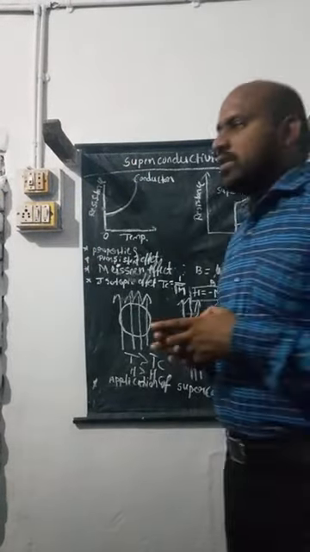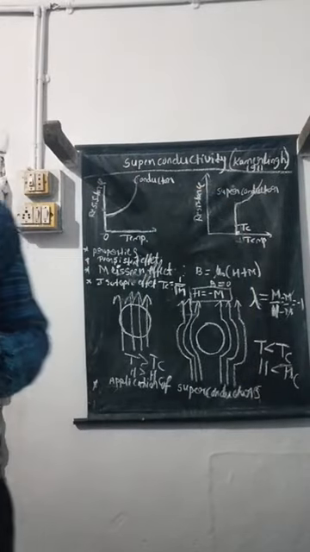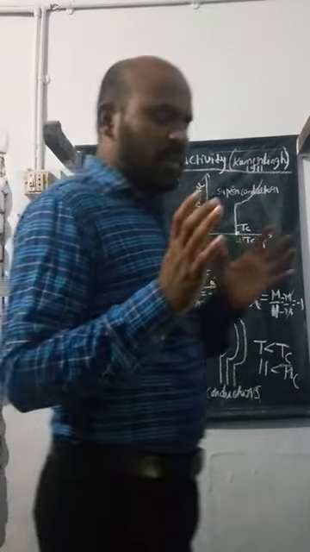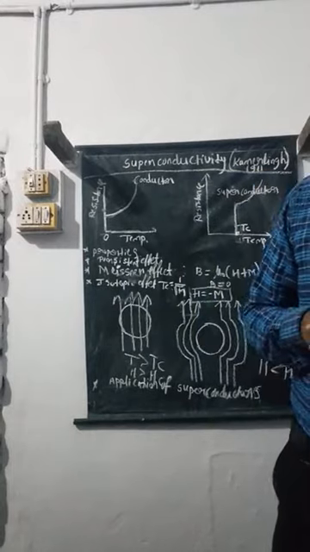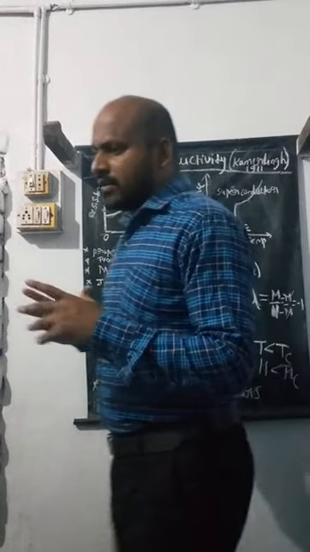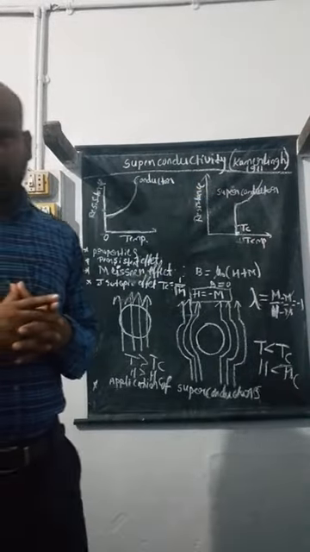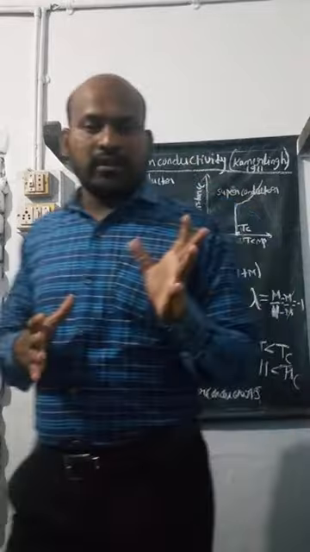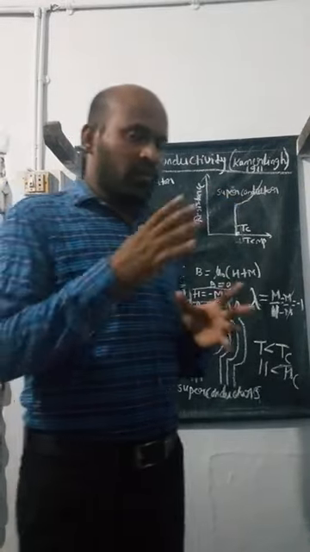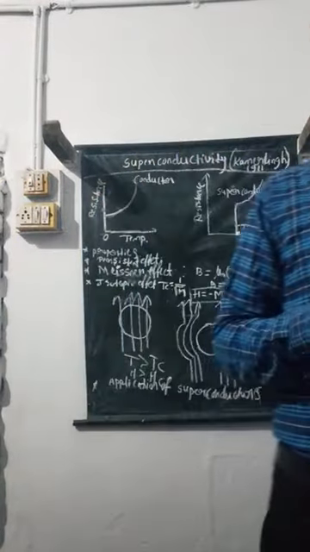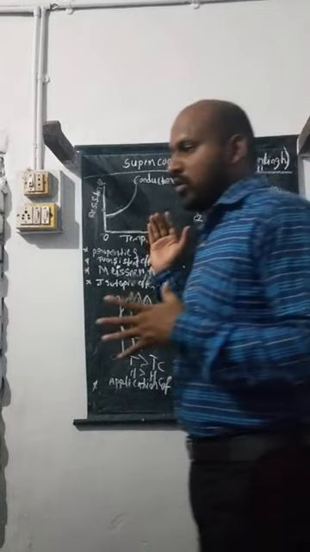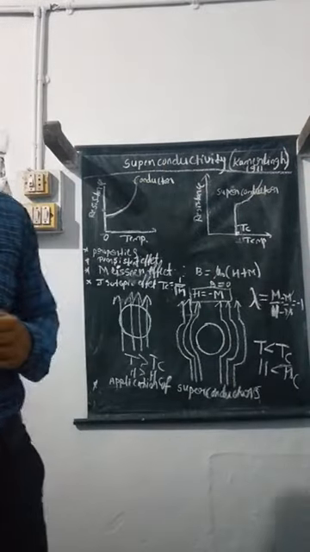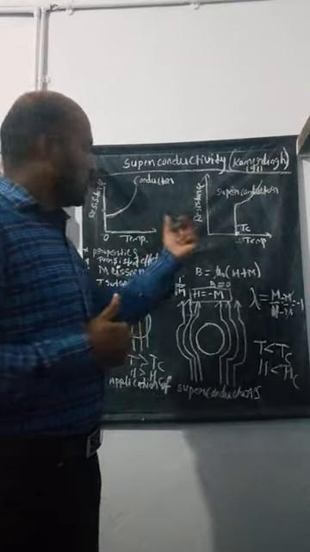Superconductivity, or a superconductor, is a special type of conductor. It is different from other materials. How is it different? Every material varies with respect to temperature. When temperature falls, it shows some property. Let us study that today by using these two graphs.